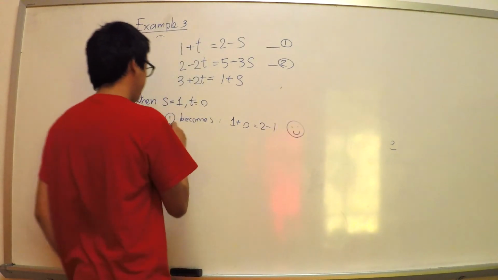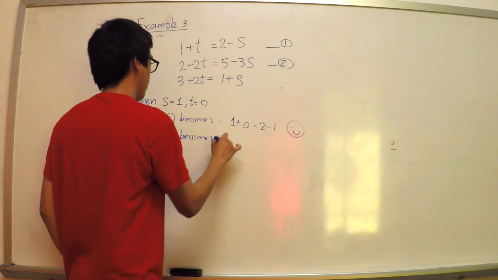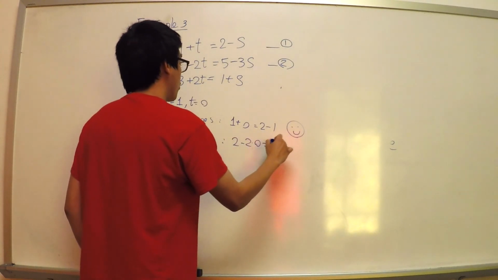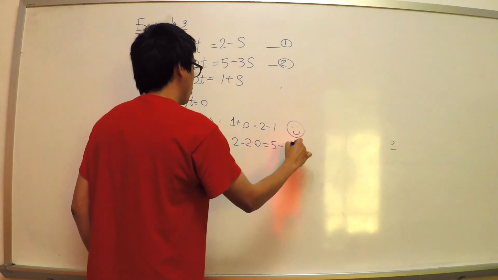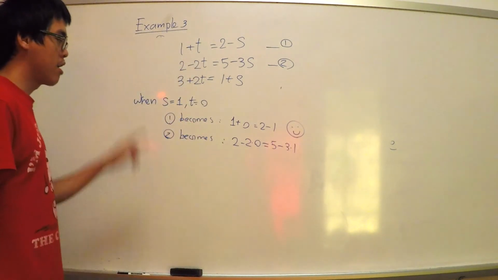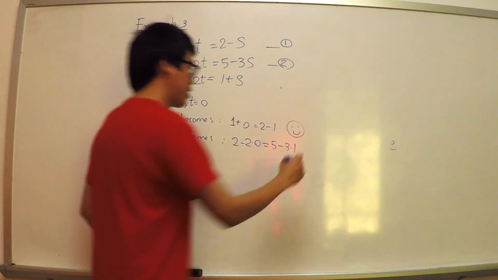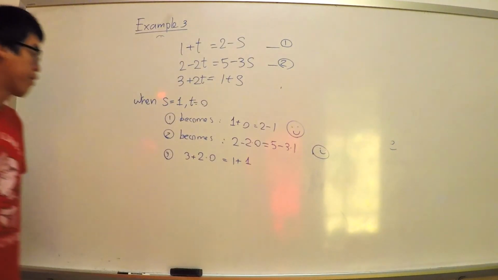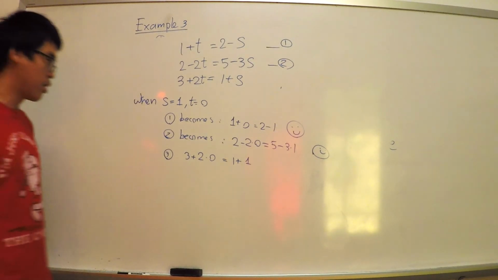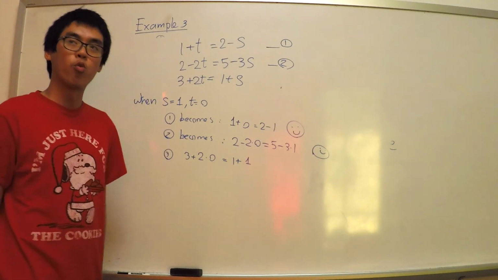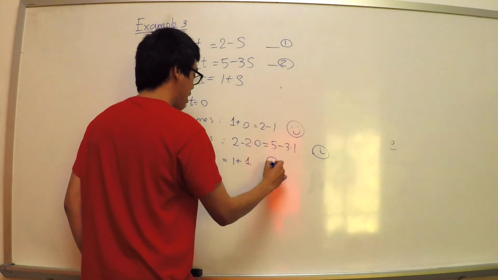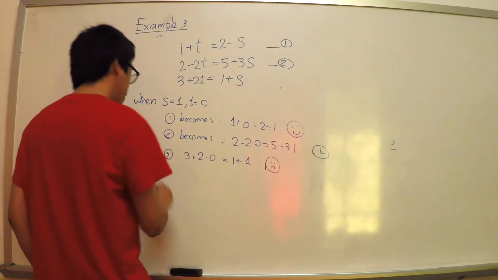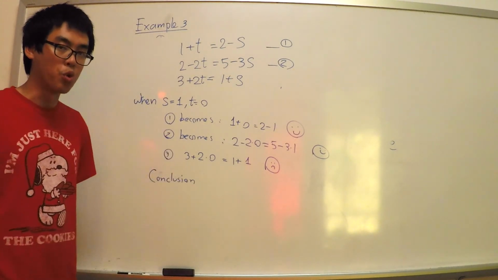This is good. 2 minus 2 times 0 equal to 5 minus 3 times 1. The left hand side is 2, the right hand side is also 2, so this is good. The third one becomes 3 plus 0 equal to 1 plus 1, which is bad, because the left hand side is 3 and the right hand side is 2. So the conclusion is that these two lines do not intersect.